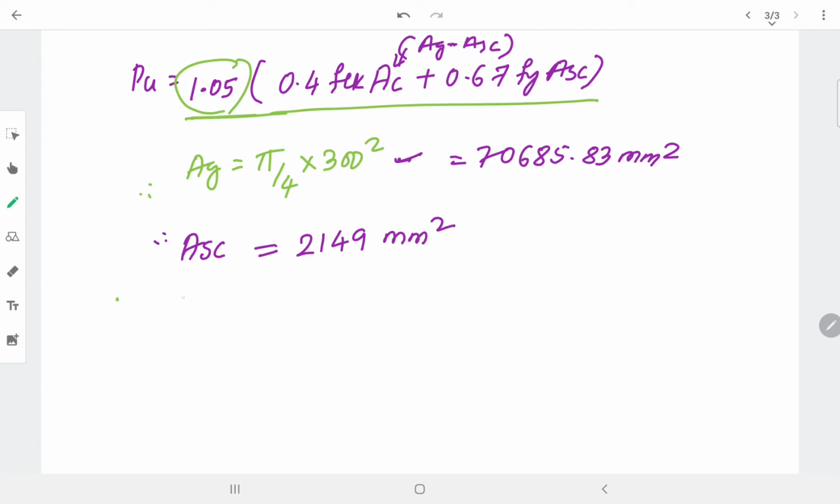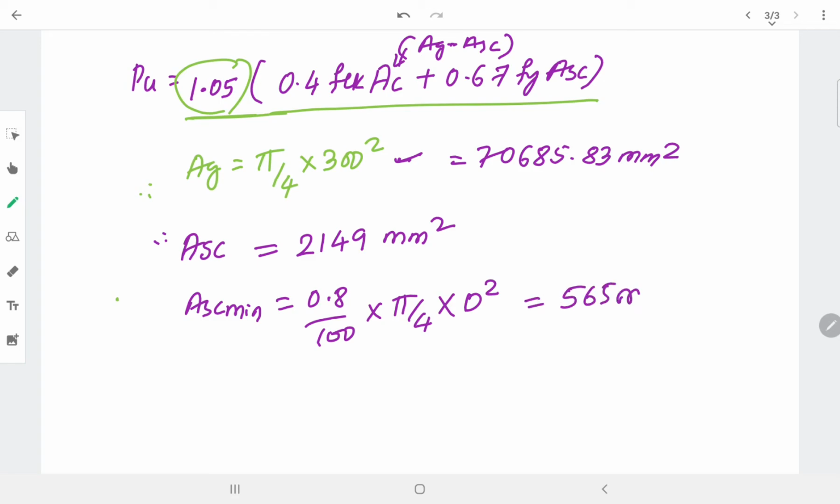And Asc minimum needs to be calculated. Asc minimum is equal to 0.8% of the cross section area. The cross section area is pi by 4 D square. It is equal to 565 mm square. So 2149 is the higher value, so I'll be using the higher value among these two.